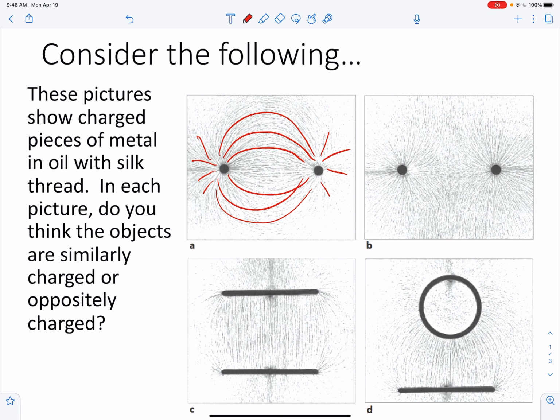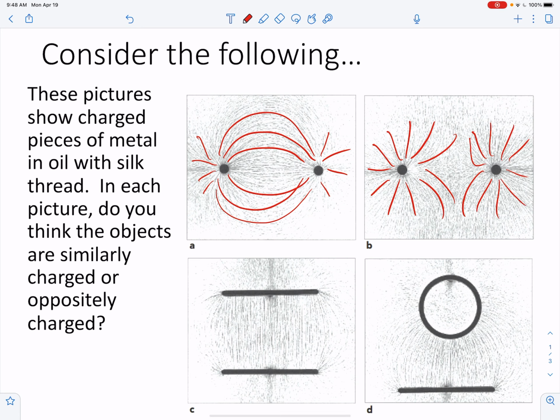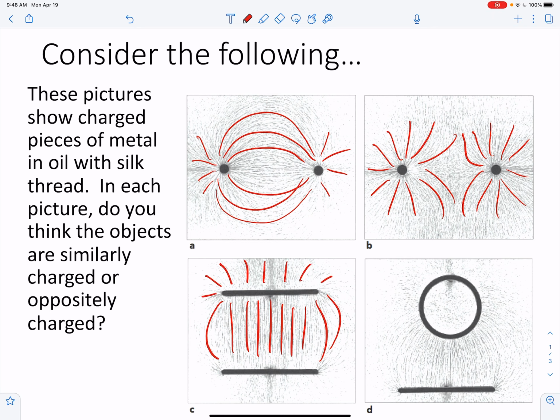Well, in the first picture, it looks like the silk is connecting from one of the charged pieces of metal to the other. In picture B, now it looks like the silk is going out, but almost not wanting to move towards each other. You can see the silk bending away. Let me get rid of that one. In this one, we see almost an attachment between the two. Now these are like metal bars. And in the other one, we have this bending of these silk threads coming out this way, right? So what's going on here?